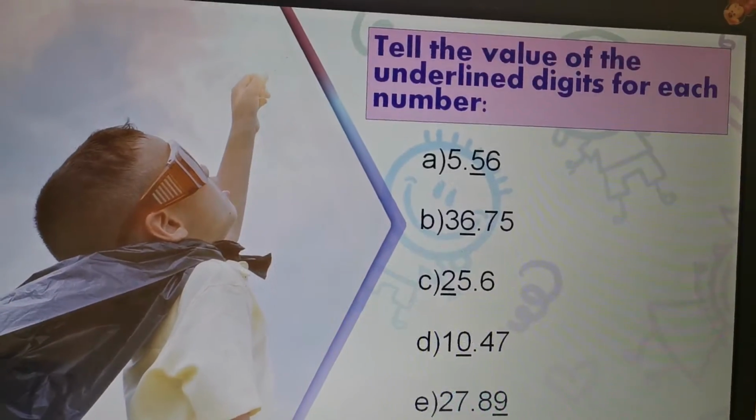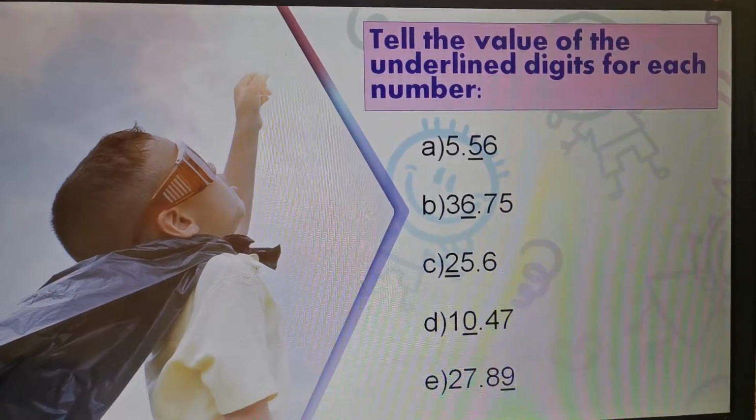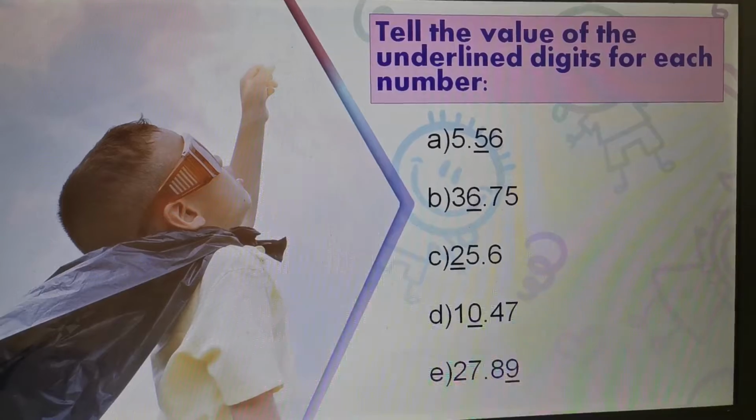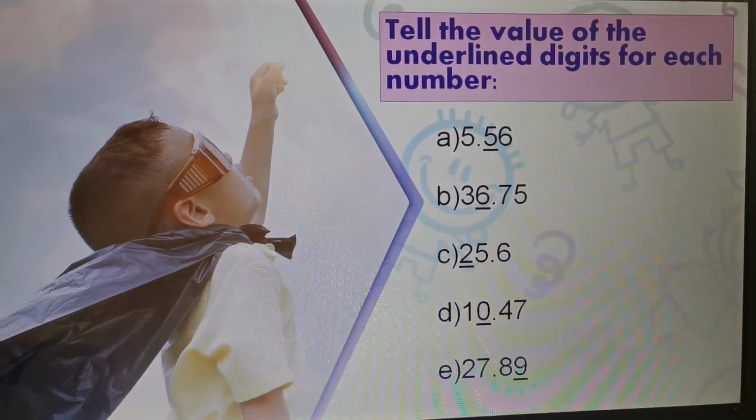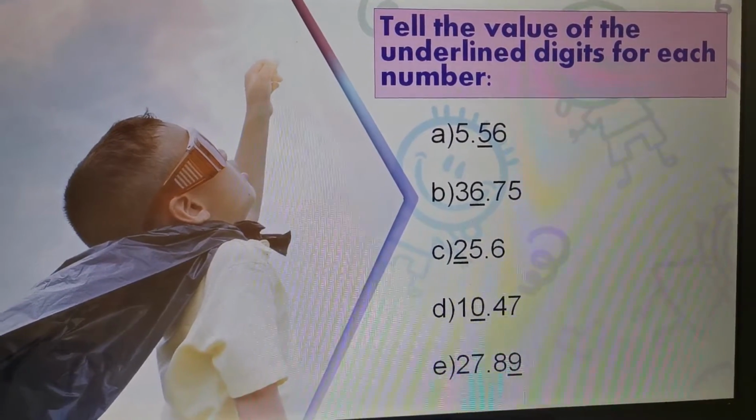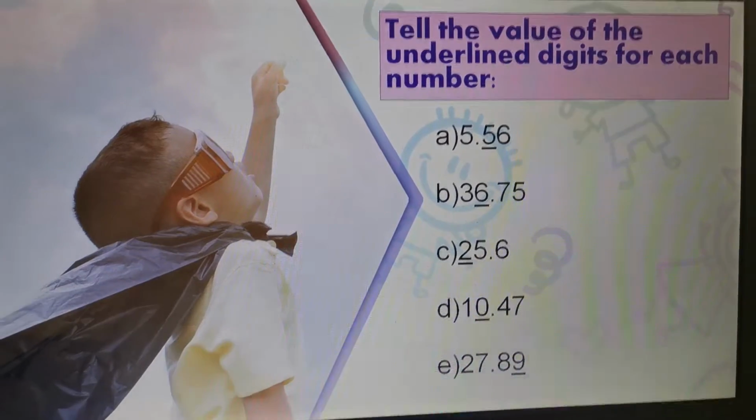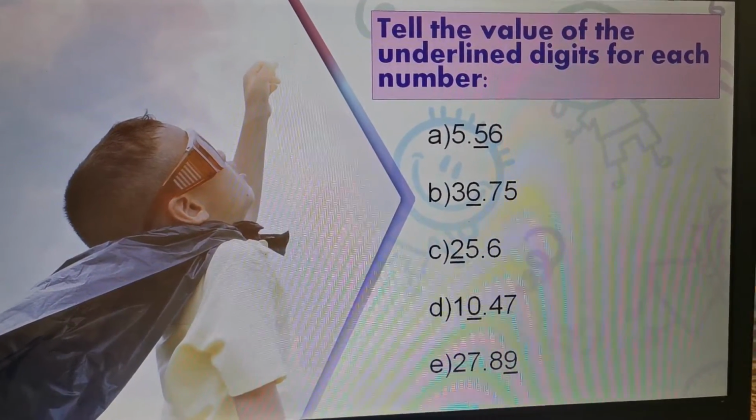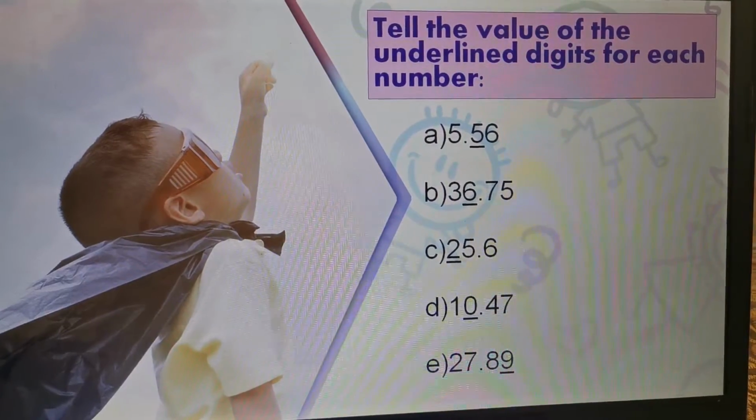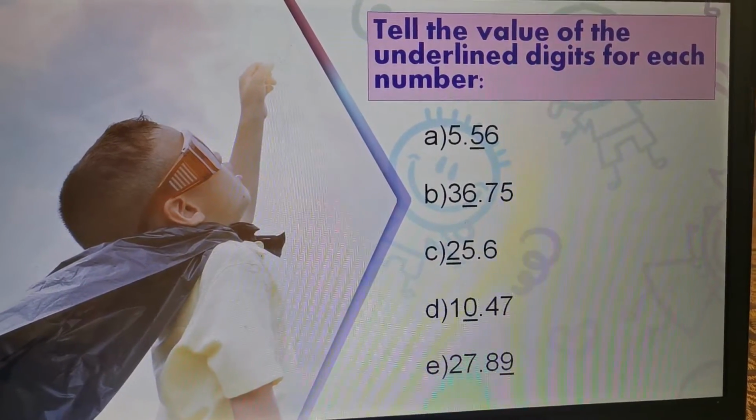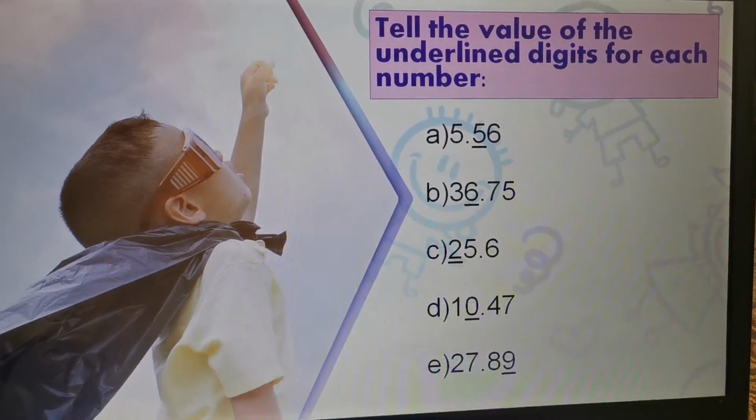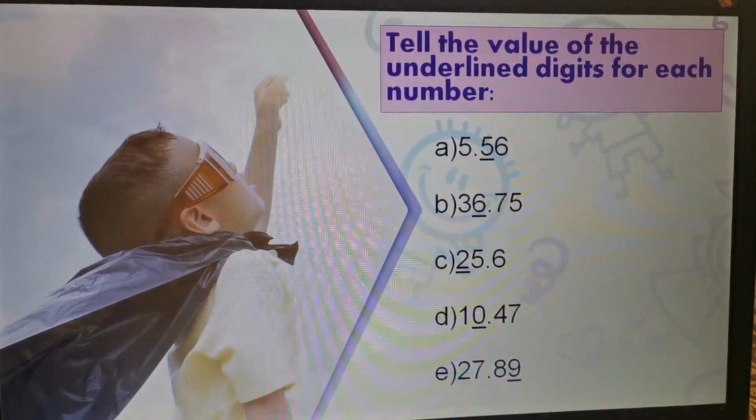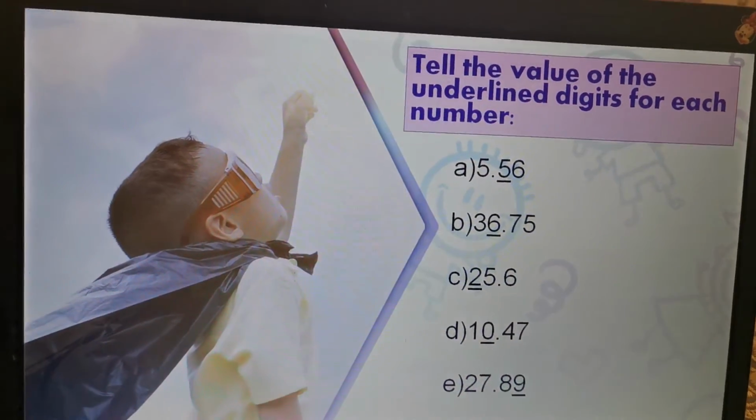Let's try some examples. Tell the value of the underlined digit for each number. 5 and 56 hundredths, 36 and 75 hundredths, 25 and 6 tenths, 10 and 47 hundredths, 27 and 89 hundredths. I'm giving you time to do them in your notebook.